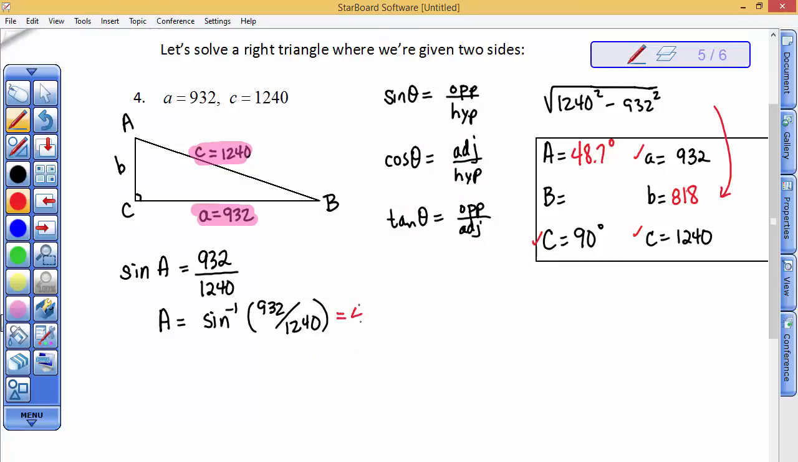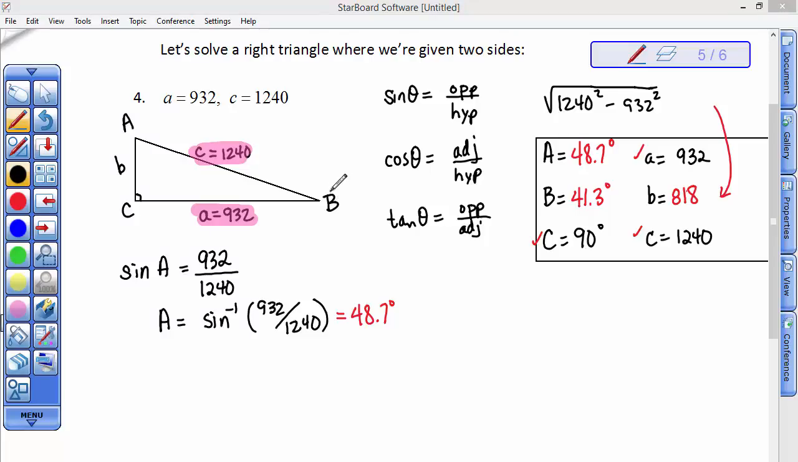48.7 degrees. If I'm terribly confident in my work for that, oh, what the heck, I'll just subtract that from 90 and I'll get an answer of 41.3 degrees for angle B, and I'm done. But I'm not confident in myself. Joking. I'm going to solve for angle B using trigonometry.